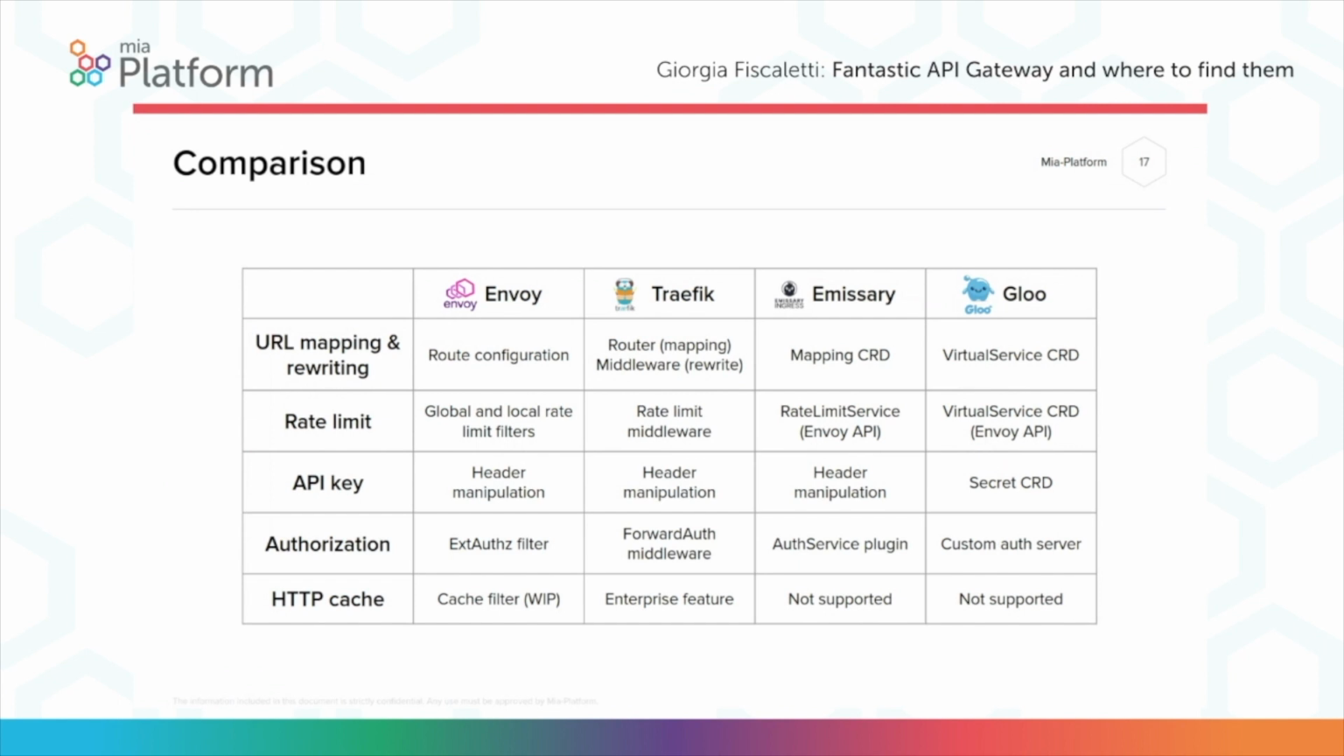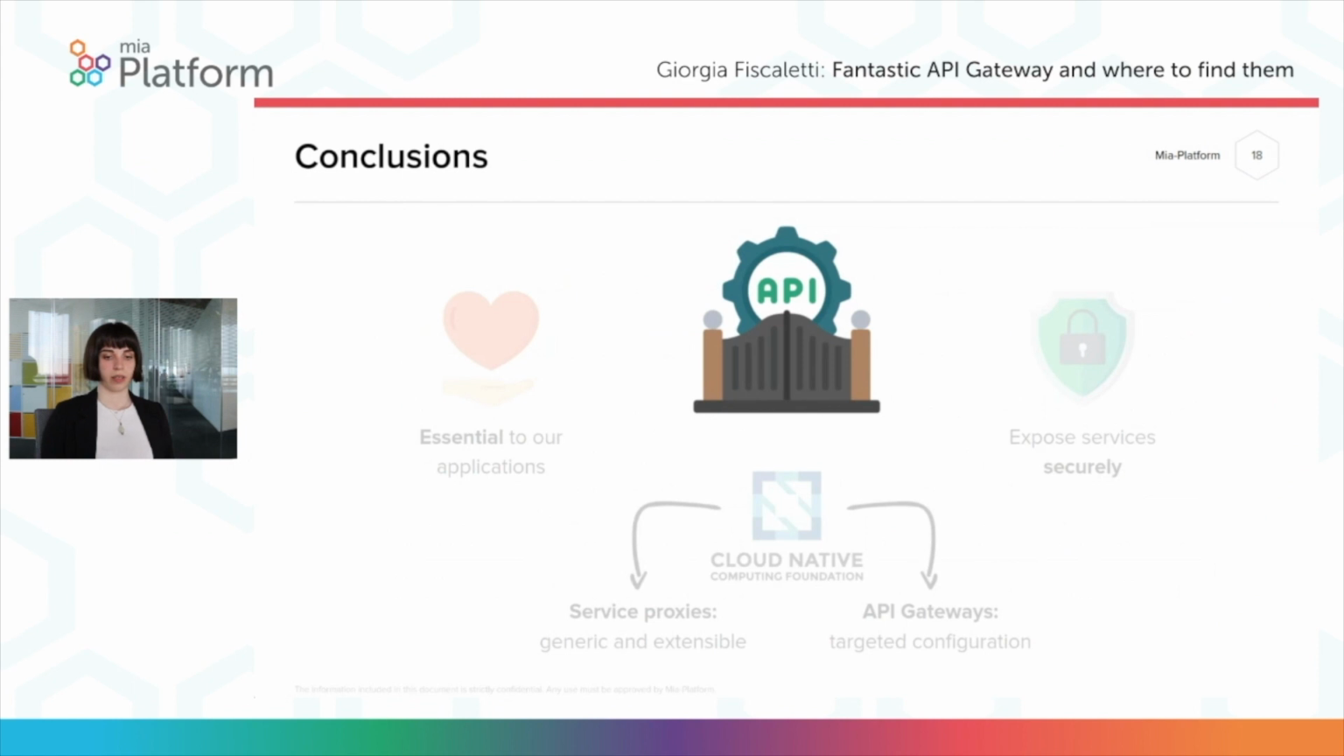In Traefik, it is an enterprise feature, so we're not going to further analyze it. Finally, in Emissary and Glue, since they are both control planes for Envoy, the HTTP cache is not supported yet, as it is not a stable feature in the Envoy proxy itself. And this concludes the comparison between these popular tools from the Cloud Native Computing Foundation landscape.